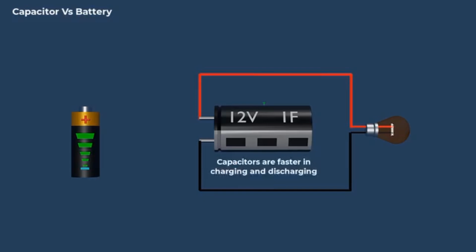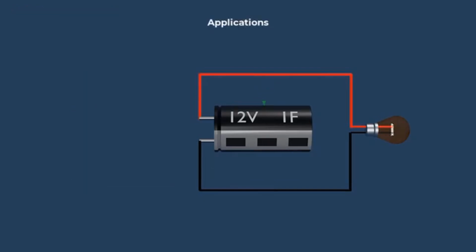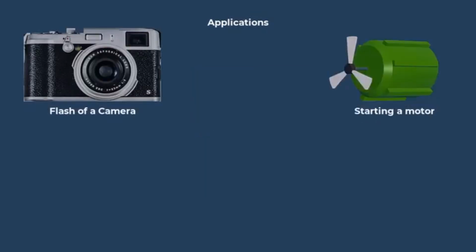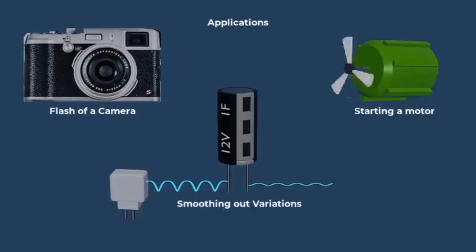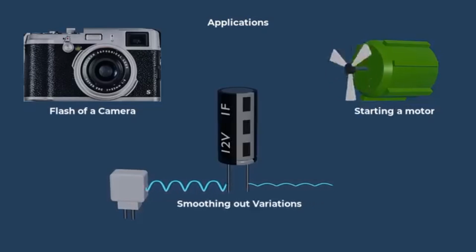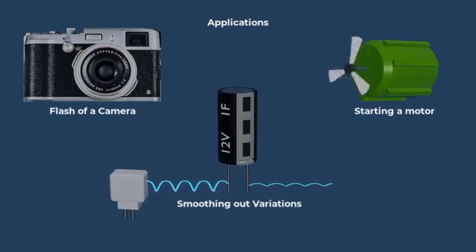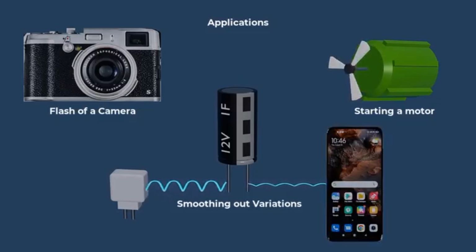Capacitors are generally faster in charging and discharging, making them suitable for applications that require quick bursts of energy, such as the flash of a camera, starting a motor, and smoothing out variation in the output of a power supply, such as those found in mobile chargers.